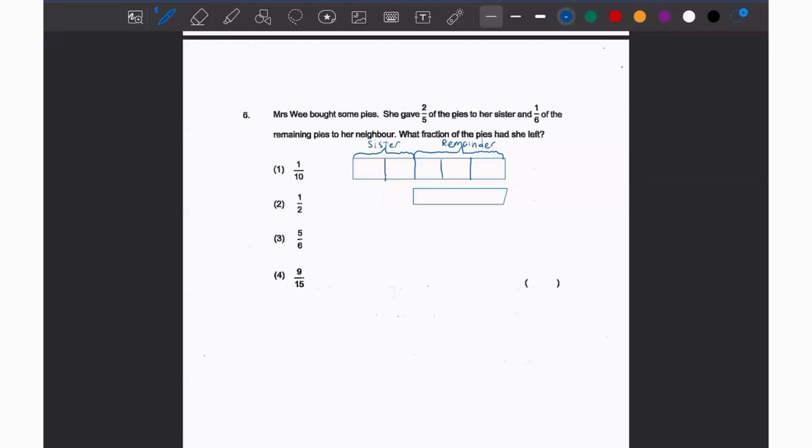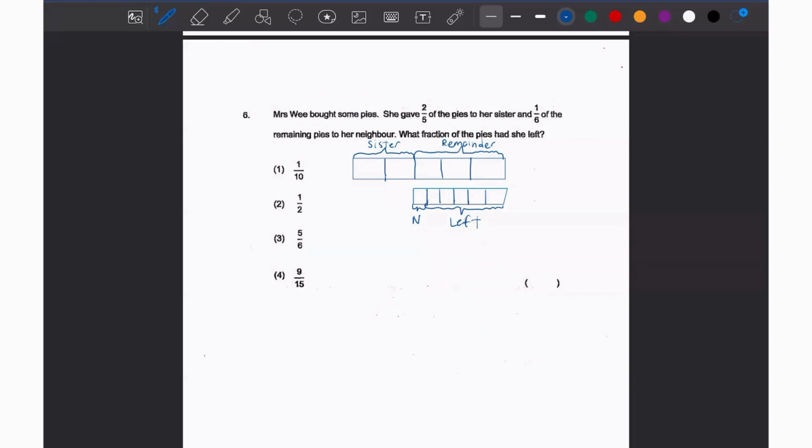So now we cut into 6 parts, right? 1, 2, 3, 4, 5, 6. Okay, and then this one part is to the neighbor. I'm just going to put it as N. And then what she has left behind here is just what she has left.